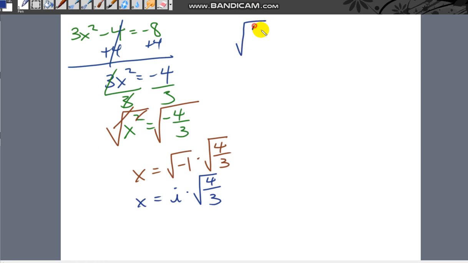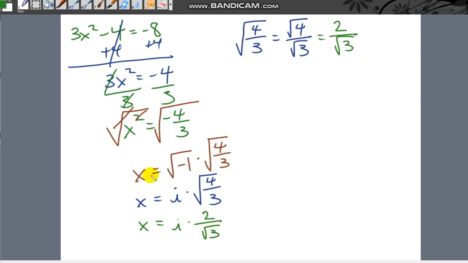Now let's do a little bit of work here. The square root of 4 divided by 3 is the same thing as the square root of 4 divided by the square root of 3. If you guys see, square root of 4 is a perfect square, so square root of 4 is 2. So this is the same thing as 2 divided by the square root of 3. If you were to put all these little steps here, you could write it as i times 2 divided by square root 3.